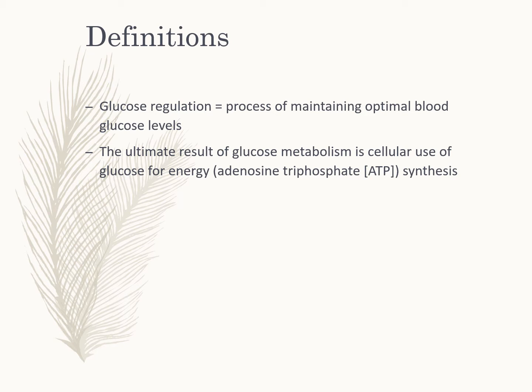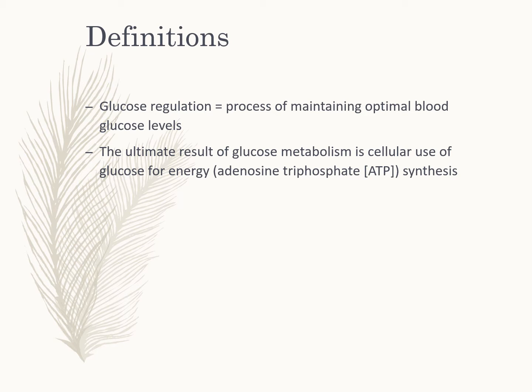Now, glucose regulation is achieved through a delicate balance between nutrient intake, hormonal signaling, and glucose uptake by the cell. Once glucose enters the cell, it is oxidized through cellular respiration into adenosine triphosphate, ATP. The efficiency of glucose metabolism is reflected in circulating blood glucose levels. So for the purpose of this concept, glucose regulation is defined as the process of maintaining optimal blood glucose levels.